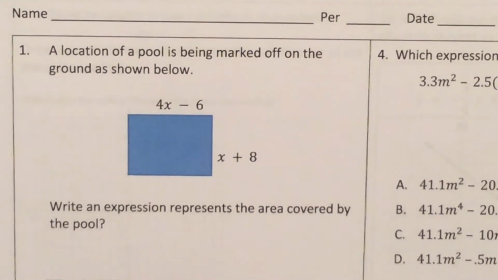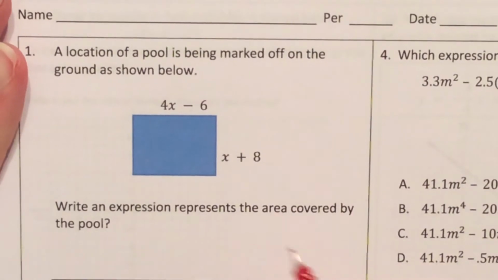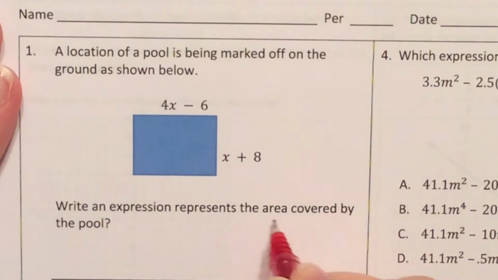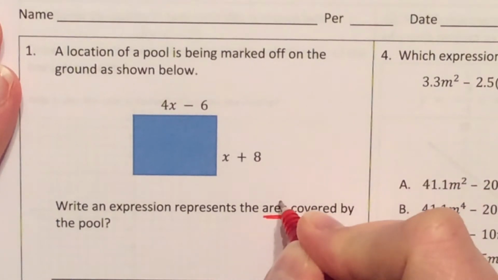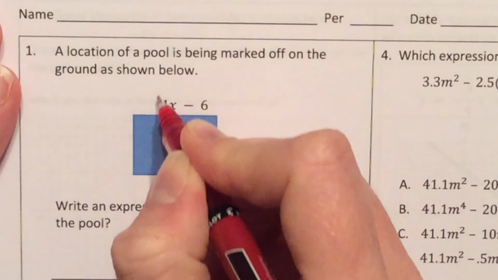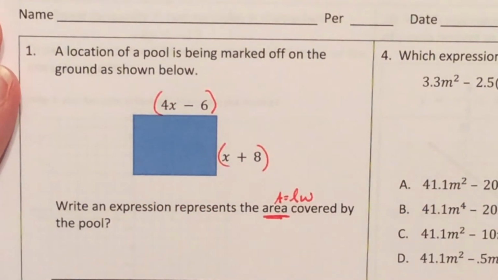location of a pool is being marked off on the ground as shown below. We have 4x minus 6 and x plus 8. Write an expression that represents the area covered by the pool. When you find area, you're going to multiply your length times width. So we're going to multiply this top by this side, the length times the width. And when you multiply like that, it looks like this.